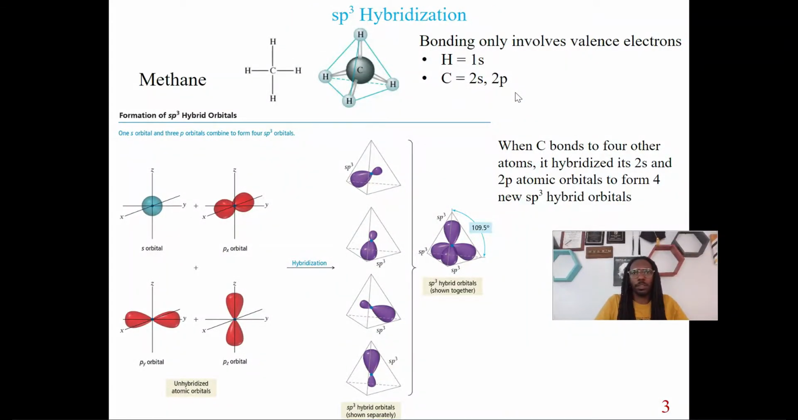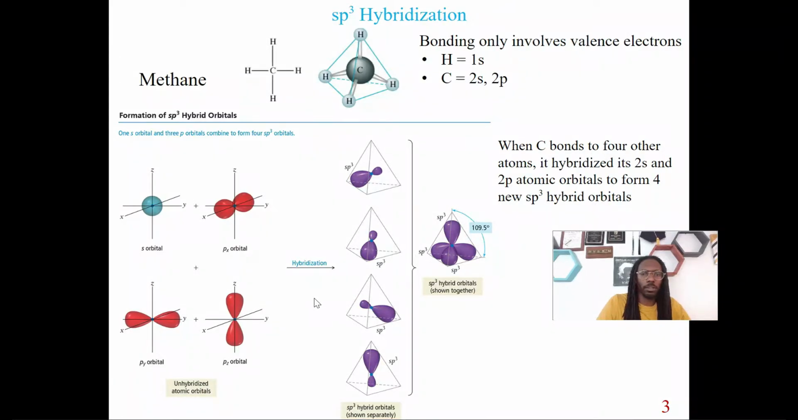Let's look at sp3 hybridization. We'll look at a sample example: methane, CH4. In methane, the bonding only involves the valence electrons, between the 1s of hydrogen and the 2s and 2p of carbon. If we look over here, we see how we form these sp3 hybrid orbitals: carbon is going to be bound to 4 other atoms, so it hybridizes the 2s and the 2p orbitals.